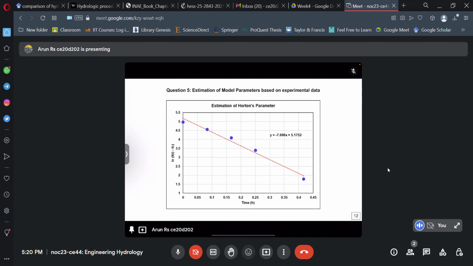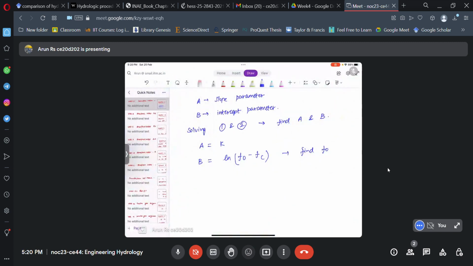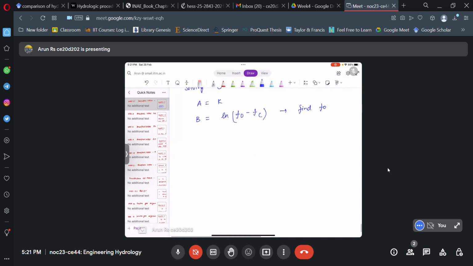Y is equal to minus 7.696x plus 5.175. So after fitting you will get an equation minus 7.696x plus 5.175. From this, your k is approximately 7.7 per hour.